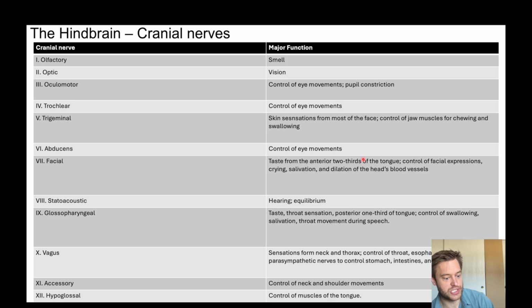So these are the 12 cranial nerves, and I'm not going to have you memorize all of them, but you should just know that we have cranial nerves for a variety of functions, and some of them are redundant. So, we have olfactory, which is obviously going to be smell, the optic nerve, which is for vision, the oculomotor nerve, which controls eye movement and pupil constriction.